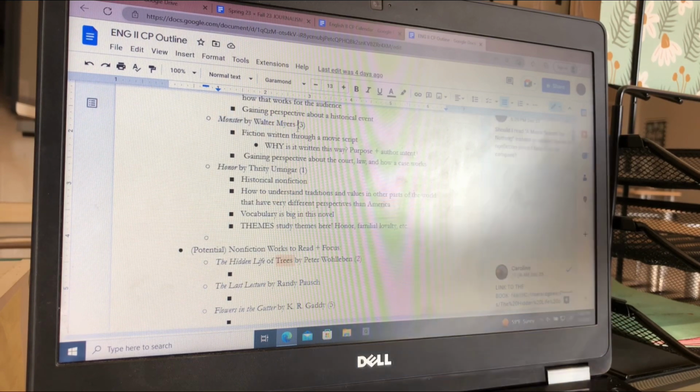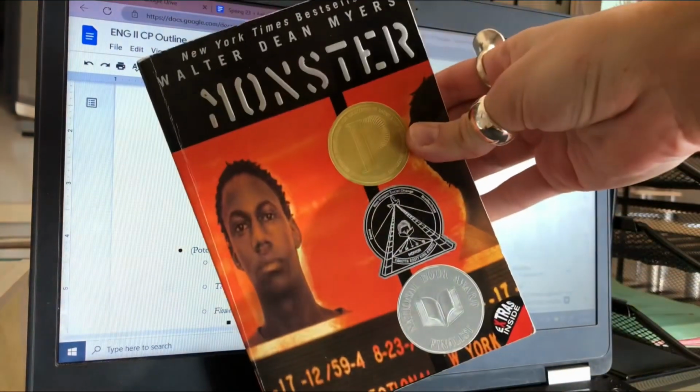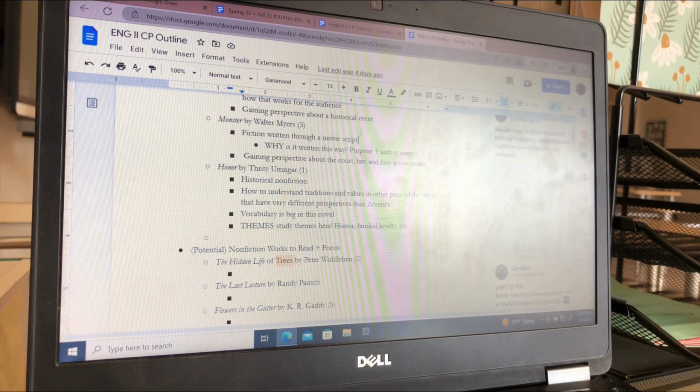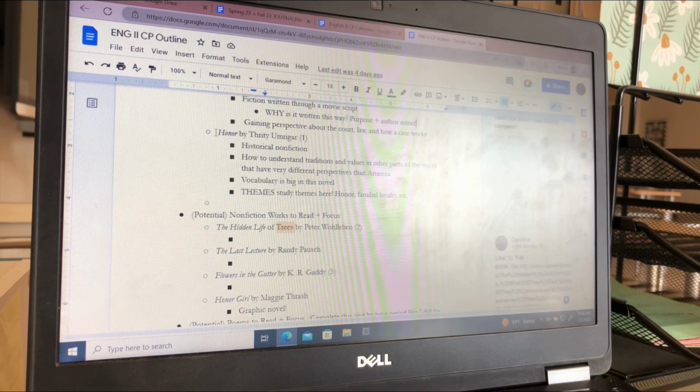Monster by Walter Dean Myers. I wanted to read this with my students. It's a fiction book, but it's written through a movie script, which is super cool. That goes along with how it works for the audience, purpose, and author intent, gaining perspective, and so on.